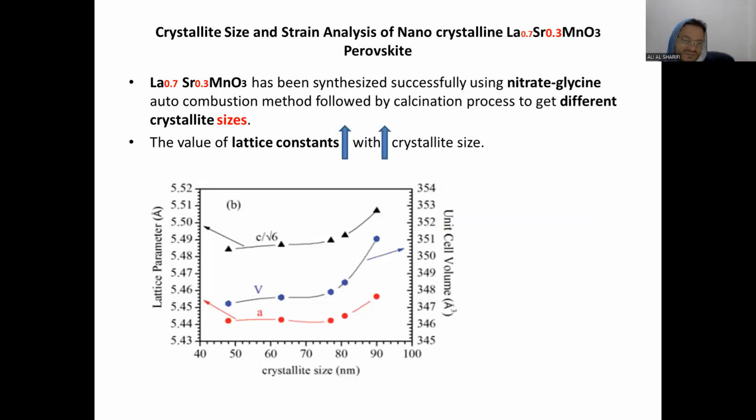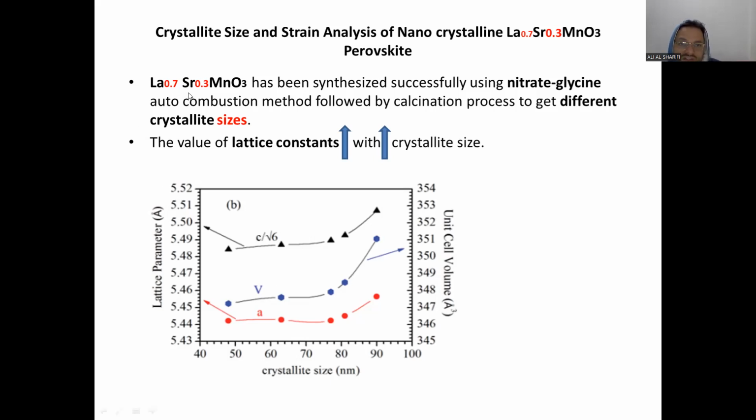Here, to prove this, the value of the lattice constants increased with crystallite size. Here, the lattice parameter increased when the crystal size in nanometers increased. Lattice constants or lattice parameters have some relation with the crystallite size. And at the same time, the unit cell volume surely increased: when the lattice parameters increased, the volume will surely increase too.